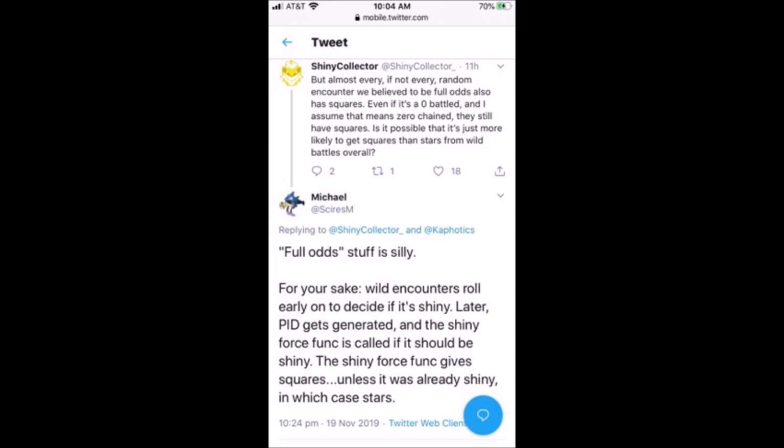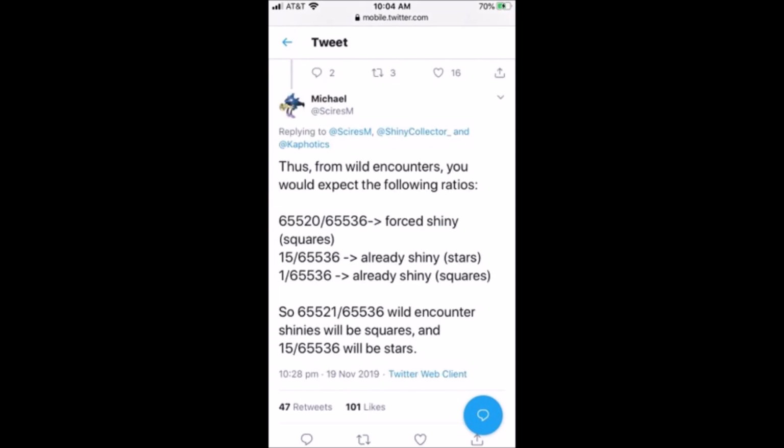And the reason for that, if you go into Michael's next tweet, is because the wild Pokemon that were already meant to be shiny from the first check are what gives you the chance of having a wild encounter with stars instead of squares. And you can see he says, from wild encounters you would expect the following ratios: 65,520 out of 65,536 are going to be forced shiny. That basically means that whether they're chained or unchained, they're going to have squares.